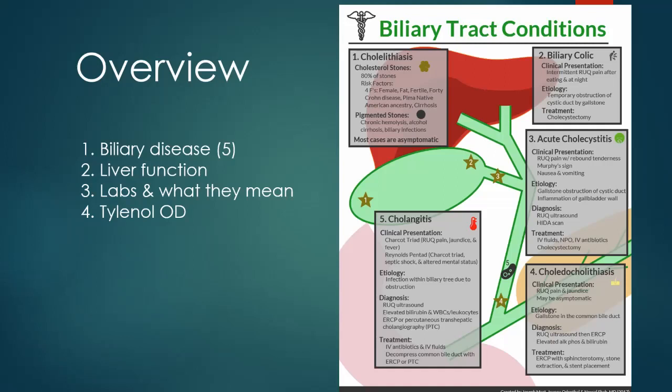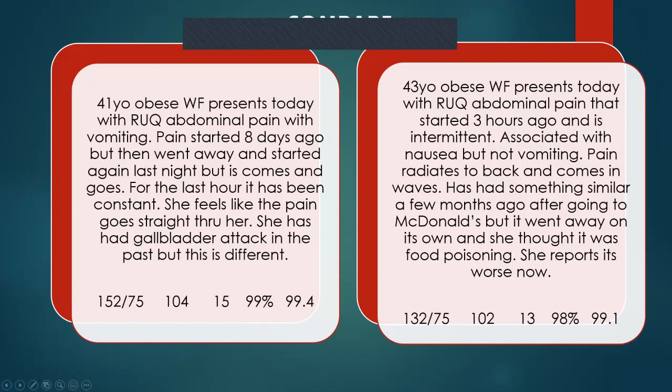So let's get started. And the best way I know how to learn these is to present to you a case. So I'm going to start off with the simplest of the cases, and that is two different cases. On the right side, we have this 41-year-old patient. She's an obese white female coming in with right upper quadrant pain and vomiting. The pain started 8 days ago, then went away, then started again, and it comes and goes. Lasts for an hour. It's been constant.